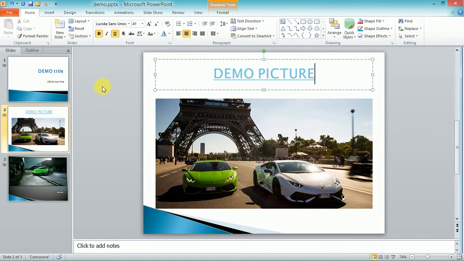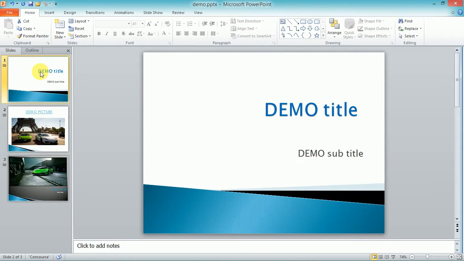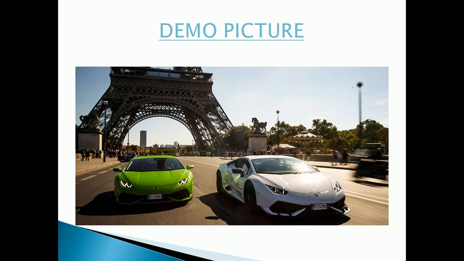Okay, so let's save this as Control plus S. It's saved. Now if you want to see our presentation in full view mode, just press F5. Here we can see. Now press next button, next arrow button. See, transition is happening.